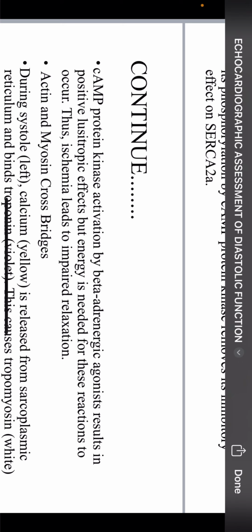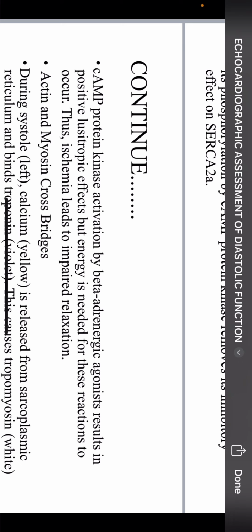So that is ischemia. It occurs when blood supply is reduced, for example, in coronary artery disease, when a plaque is there and it has blocked maybe around 80% of the vessel lumen. So, actin and myosin cross bridges, there is a photo coming next, and this is what it shows. I'm not going to read it, you read it yourself.